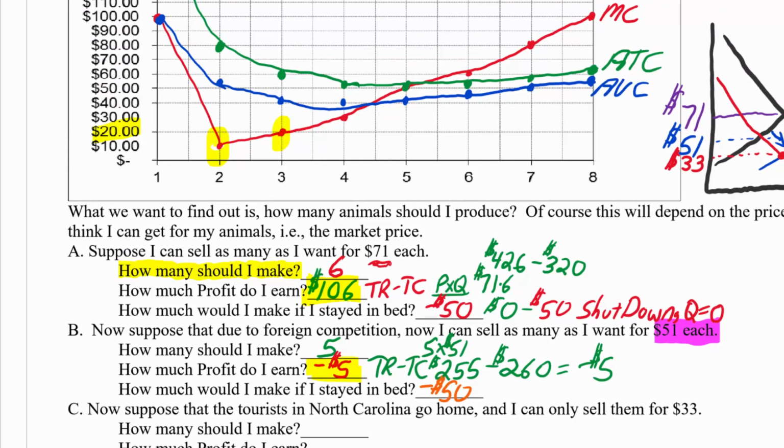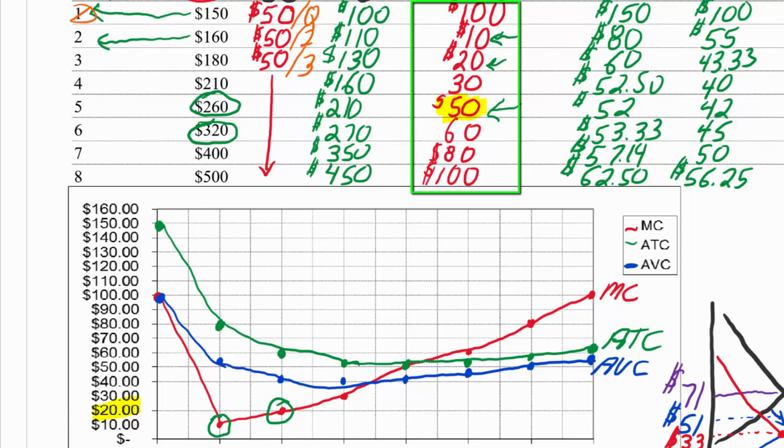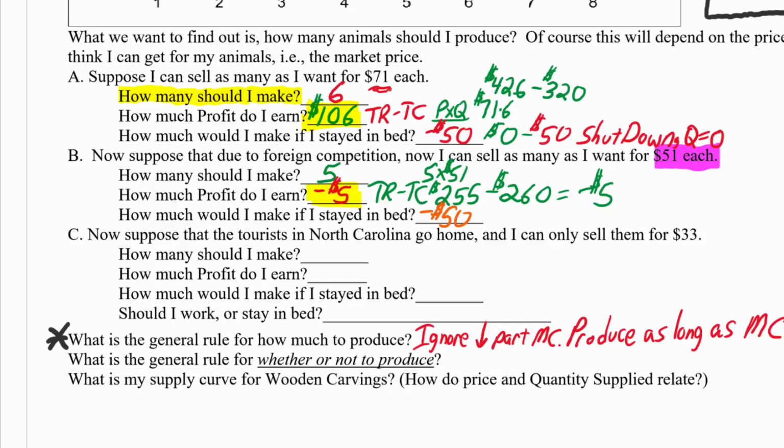So we start again with the second unit and say, well, if we can produce it for $10 and sell it for $33, sounds pretty good. If we can produce the third one, it'll cost us $20, sell it for $33, sure. Produce the fourth, cost us $30, sell it for $33, sure. But then we want to stop there. So we'd want to produce 4 units at that low price of $33. So how many should we make? 4 units.